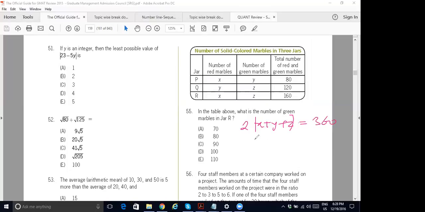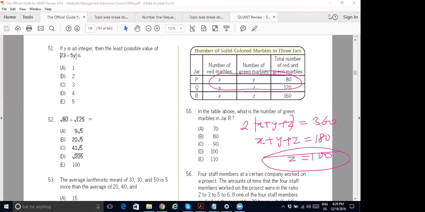So dividing by 2, we get x plus y plus z is equal to 180, and then you can subtract this x plus y is equal to 80. So we will get z is equal to 100. So we can do a few more questions like this.